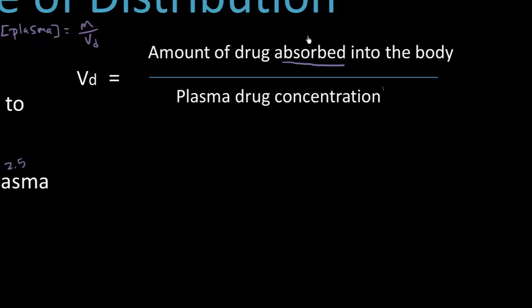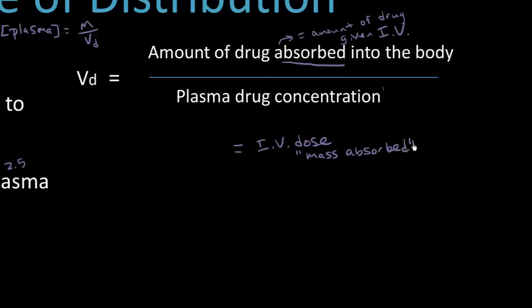Really quick, if you give a drug IV, how much of that is absorbed? 100%. So you can think of the amount of drug absorbed into the body as being equivalent to the amount of drug given IV. If it's not given IV, then we have to factor in bioavailability. So if I'm trying to figure out this IV dosage, or the total mass of the drug, I would say the IV dose, aka the mass absorbed, is equal to the plasma concentration times the volume of distribution. I can just look at this and this will tell me a lot of things.